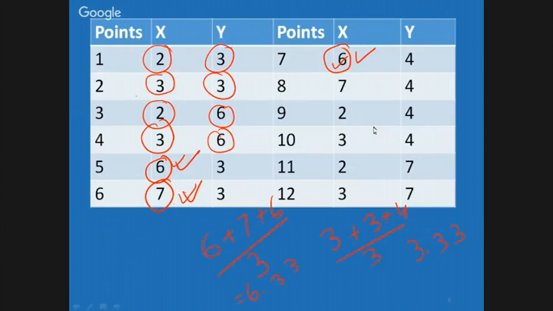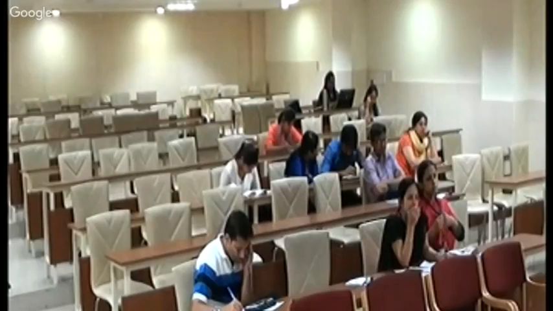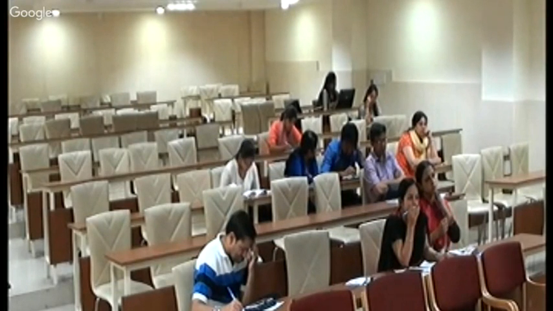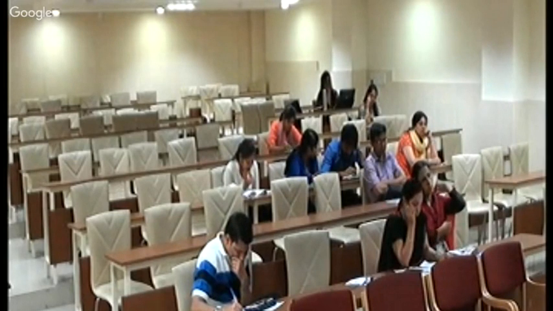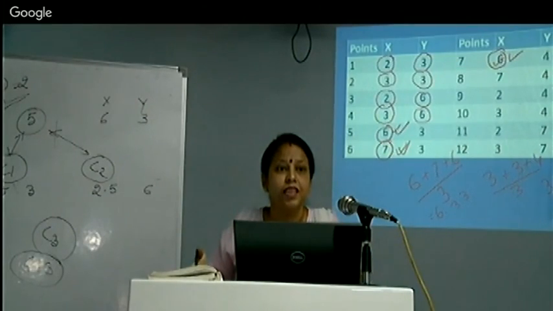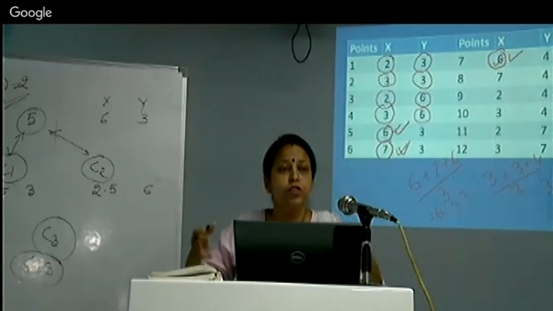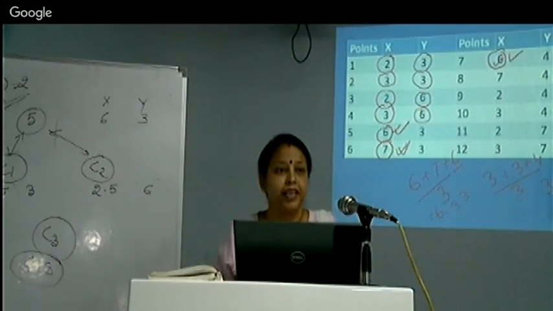Hello. Yes. Ma'am, to calculate it for the 7th point, we will just take the average of the 5th and 6th points only. So why are we adding the 7th point also to calculate the cluster centroid? Because it is the current point. This is the current point, so after the current point it should also be included in the cluster points.